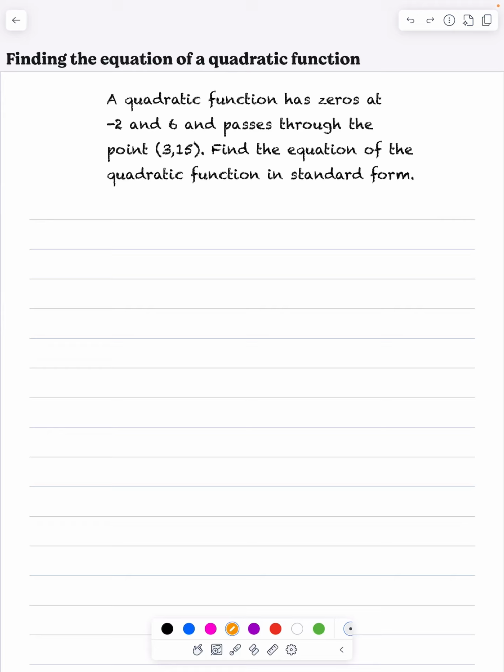A quadratic function has zeros at -2 and 6 and passes through the point (3, 15). Find the equation of the quadratic function in standard form. We're going to first begin with doing a recall.